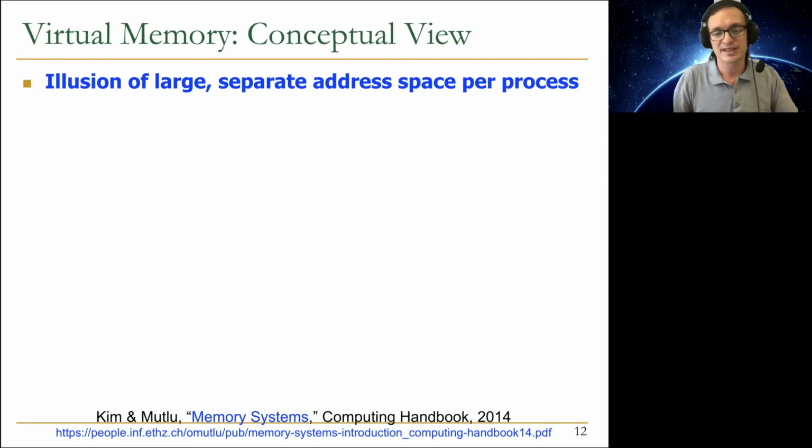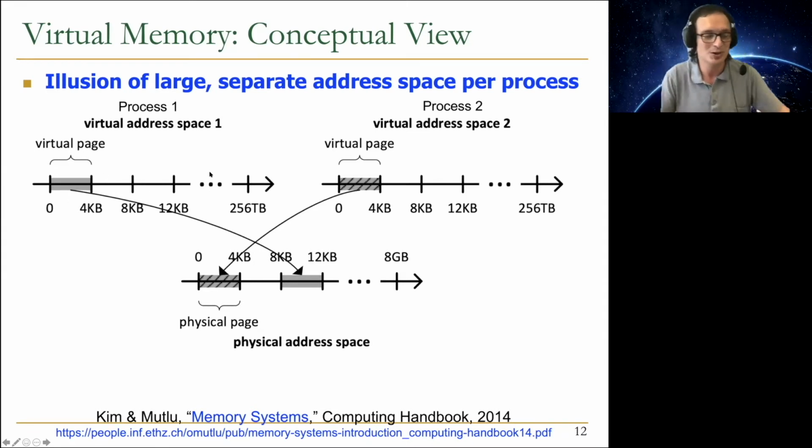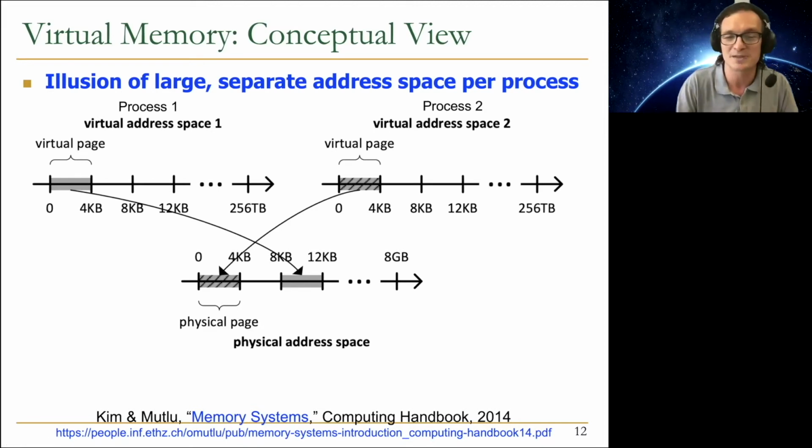Okay, so this is from the chapter that I recommended that you read. Essentially, the conceptual view is that you have the illusion of a large separate address space per process. And this is a picture from the handbook. Essentially, you divide the virtual address space of each process into chunks. In this case, 4 kilobyte chunks. 4 kilobytes happen to be a good granularity that people use to do this mapping.